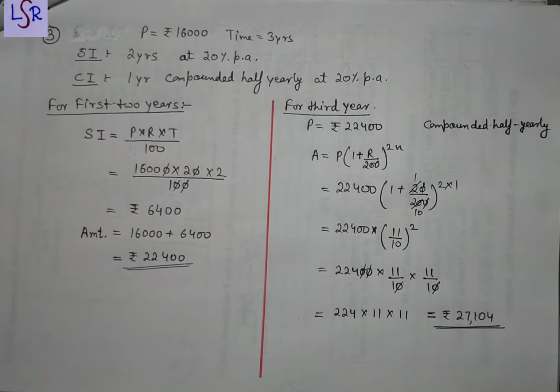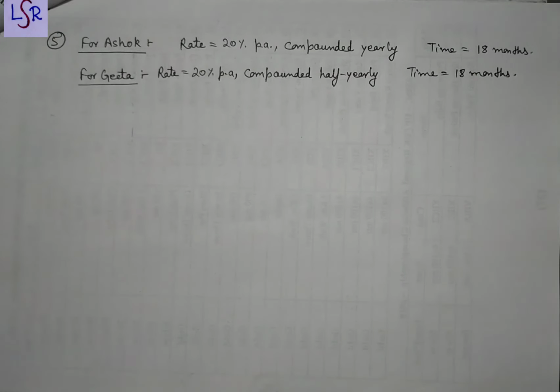Now let's see question number 5. Now here in question number 5, Ashok invests a certain sum of money at 20% per annum compounded yearly and Geeta invests an equal amount of money at the same rate of interest per annum compounded half yearly. If the Geeta gets rupees 33 more than Ashok in 18 months, calculate the money invested. For this, very first of all we are going to take the principal as X.